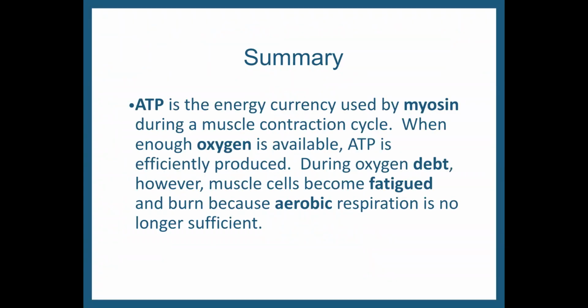Okay, just to sum this video up. ATP is the energy currency used by myosin during a muscle contraction cycle. And when enough oxygen is available, ATP is efficiently produced. But during an oxygen debt, muscle cells become fatigued and they burn because aerobic respiration is no longer sufficient to sustain them.